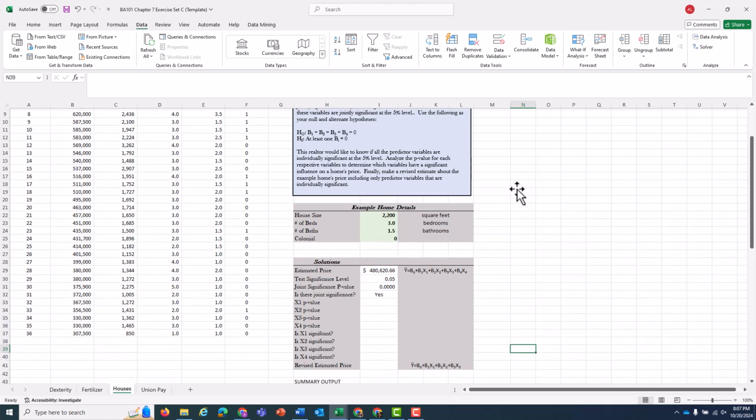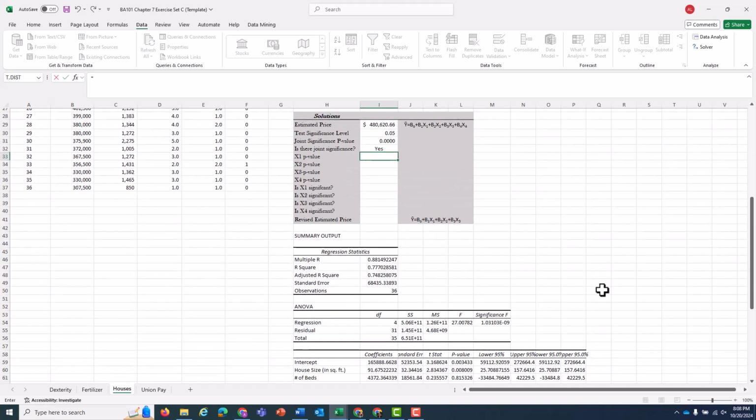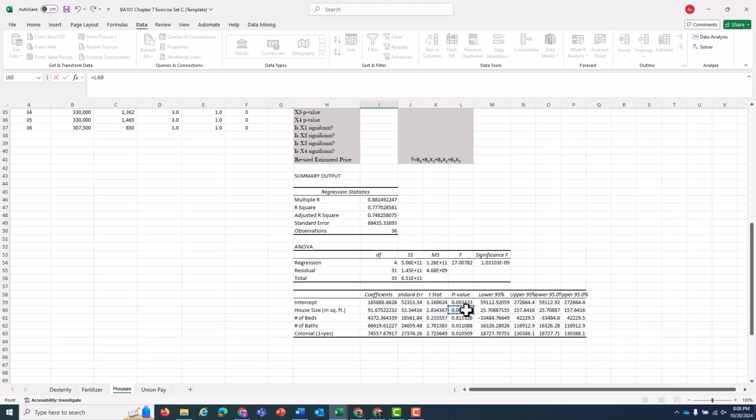Okay, that makes things look good. At least we're happy that we have that all in there. Let's go through and follow this up. We'd like to know if all of the variables are individually significant. Well, we have that information in our summary output too. So I'm going to go to the spot where I need to put x1's p-value in, hit equals, and I'm going to scroll down and find it, because that information is all provided right here in this row.